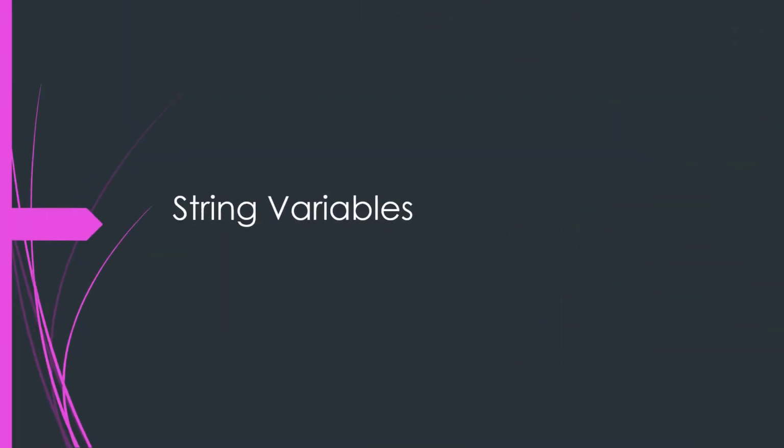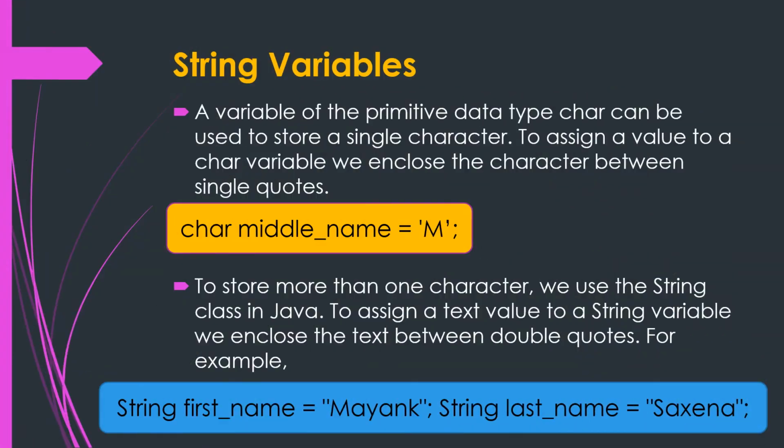Now, string variables. We have already studied variables, so now we will study string variables. A variable of the primitive data type char can be used to store a single character. As we studied, one of the 8 primitive data types was char, which is used to denote a character. So we use this data type for storing a single character, meaning we can store only one single character using char.